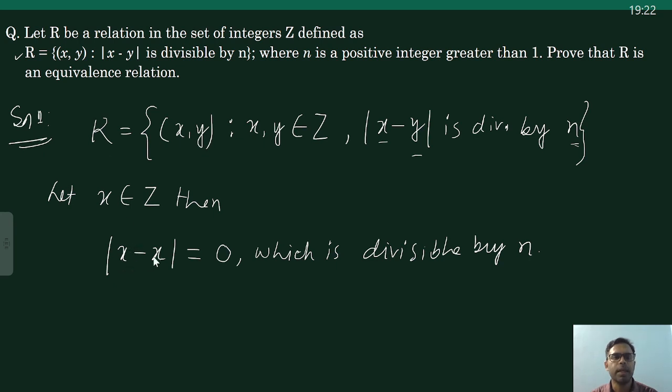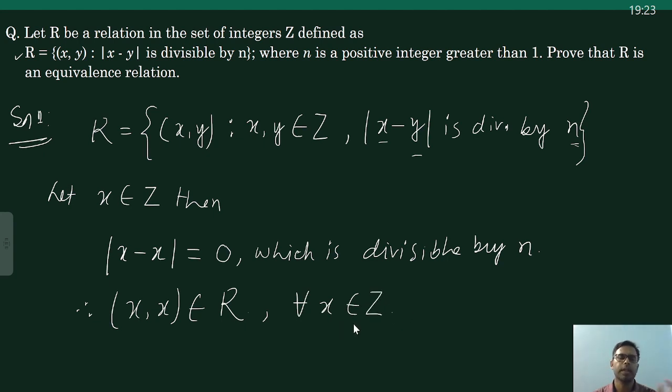So this time x minus x is divisible by n. So what can I say? Therefore this ordered pair xx belongs to R, and this relation will be satisfied for all x in the set of integers Z. For however many elements there are in the set, when I take the same element, in all cases we will get 0. Getting 0 means it is always divisible by n. As soon as this condition is maintained, I can say therefore R is reflexive. So the first part is done.